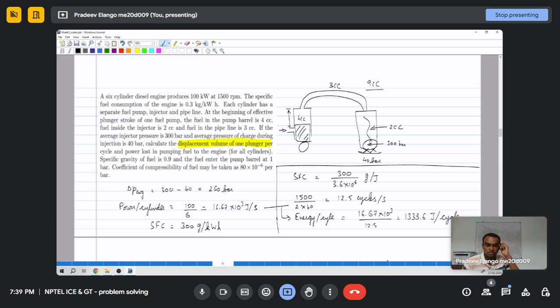Average charge pressure is... charge is air plus fuel, or it can be only air. So in SI engine it is air plus fuel. In CI engine it is only air.